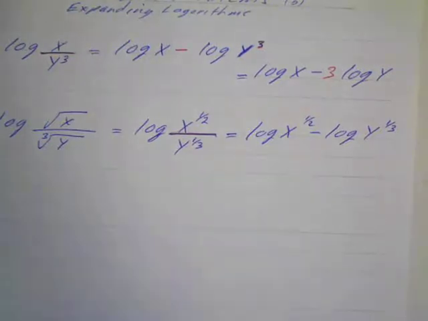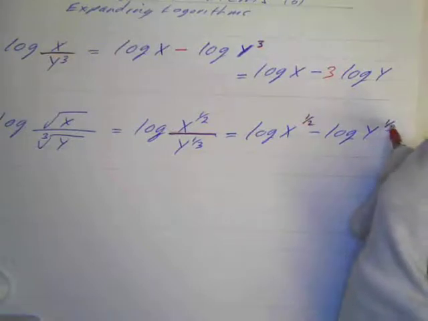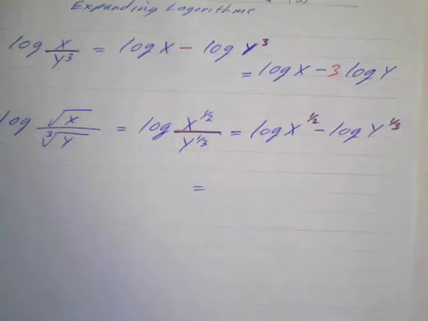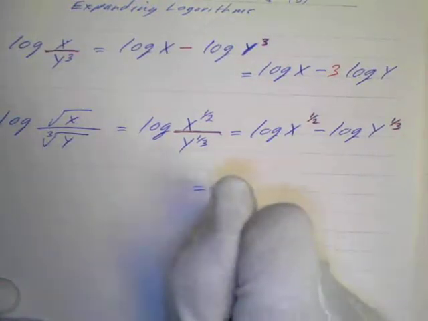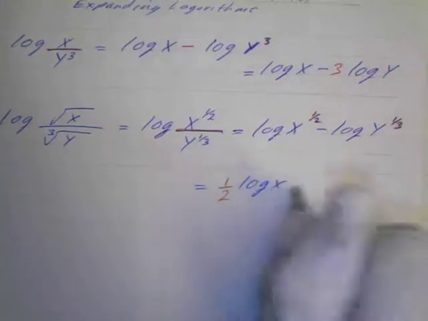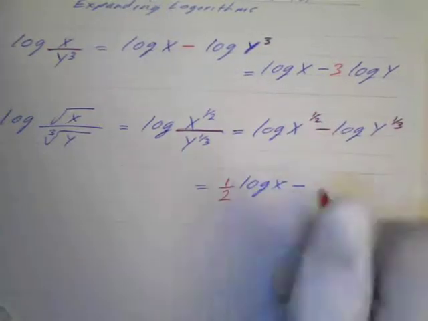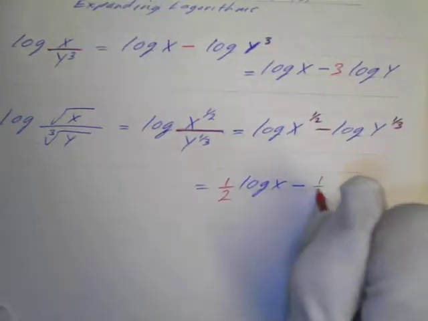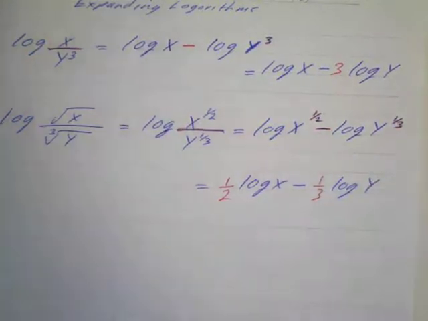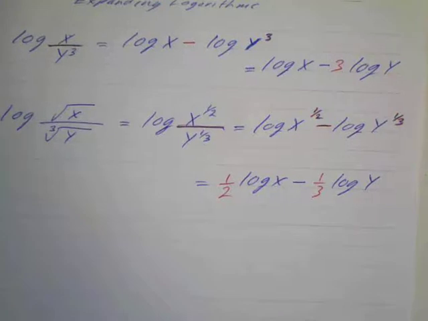Okay, there you go. Now we've got exponents, so we can use the power rule. We just used the quotient rule. Now we can use the power rule to move these exponents in front. So this will equal 1/2 log of x minus, and this matches over here, minus 1/3 log of y. So there you go. If you got that correct, give yourself another point.